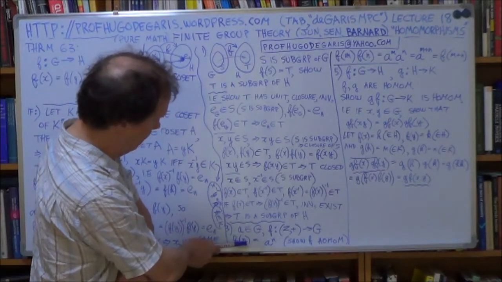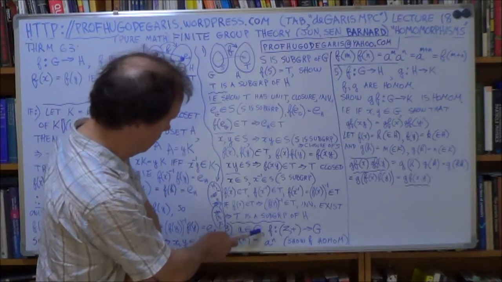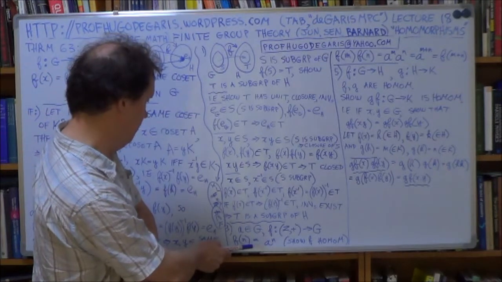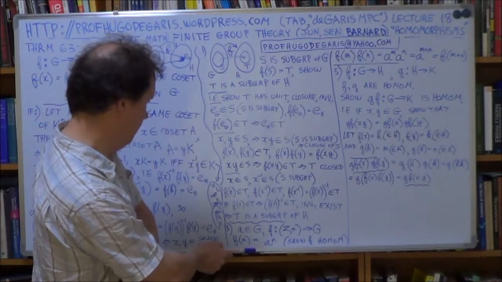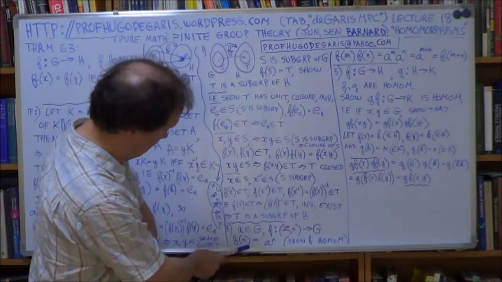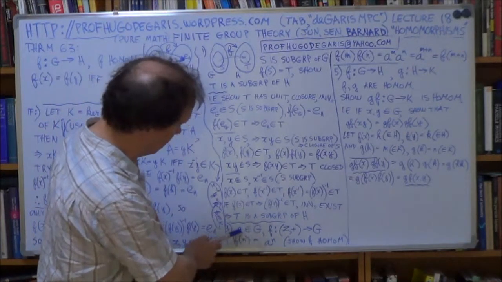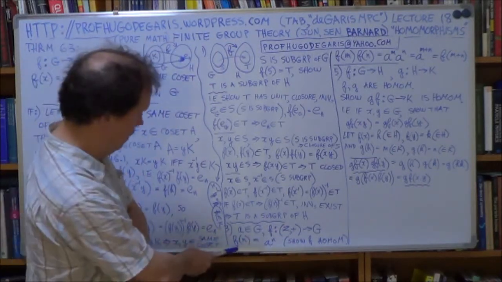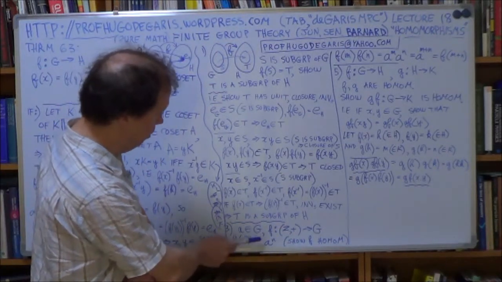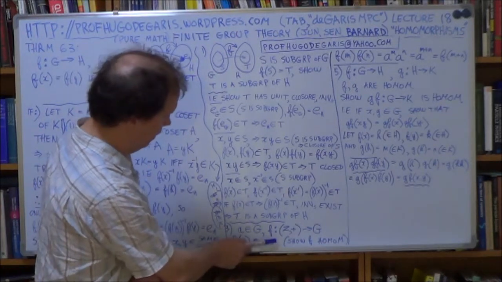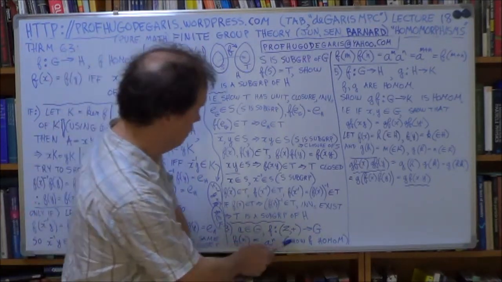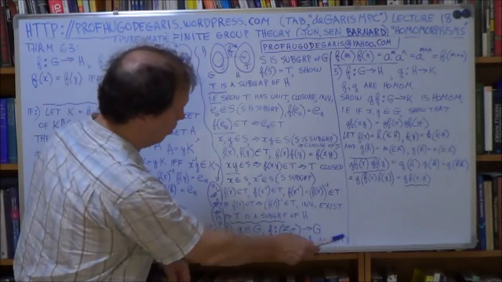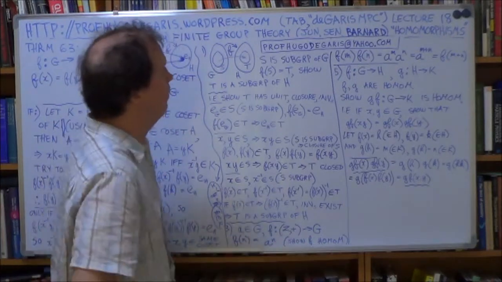So here's the actual mapping. f(n), where n is some integer, is defined as a, whatever this element is, whatever its type is, to the n. So f(n) is equal to a to the n, this element to the nth power, and you're asked to show that this function f is a homomorphism, which I just shortened to homom.